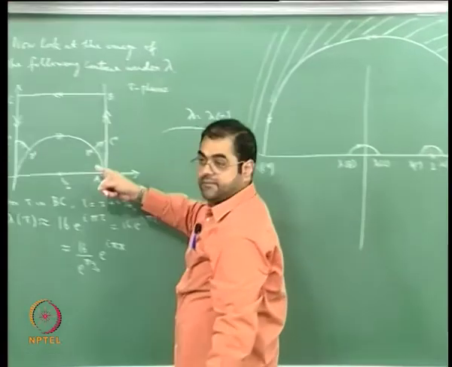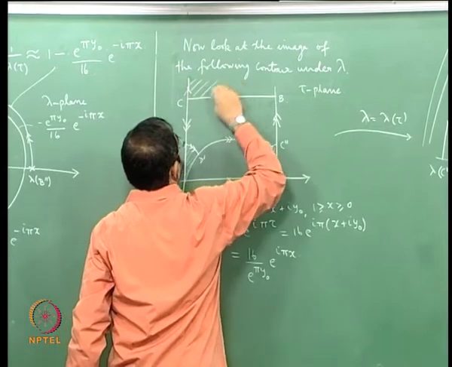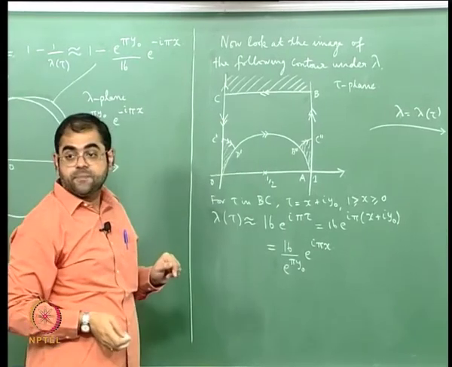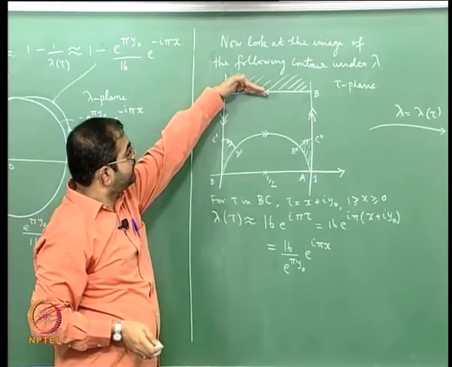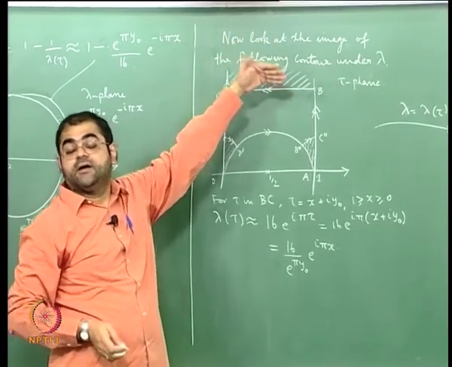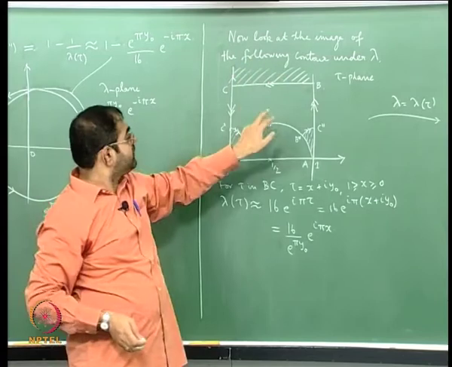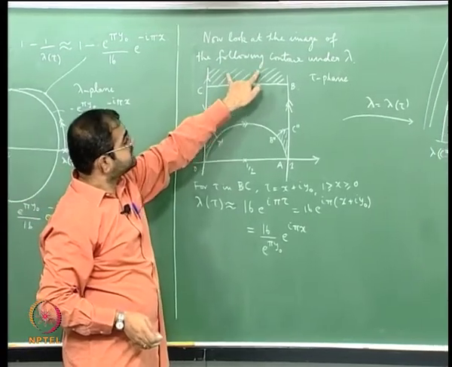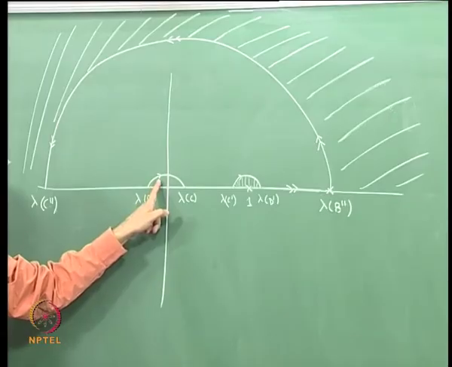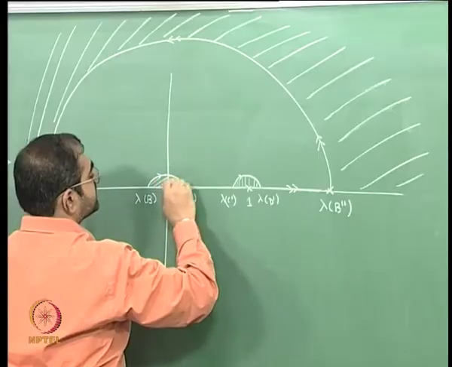And then also notice that if I take this shaded region, this is a neighborhood of infinity, and at infinity lambda dies to 0. Therefore if I push this segment higher and higher, I am going to get smaller and smaller semicircular arcs centered at the origin. Therefore this shaded region actually goes to this piece.